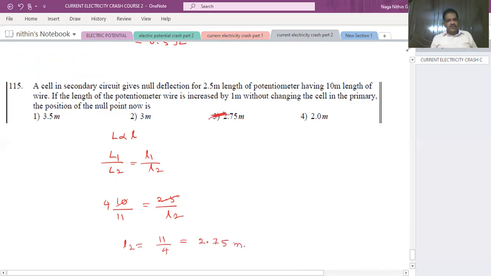115, third option. Okay, you prepare all of this and remaining we will continue in the next class. Okay, we'll stop now.